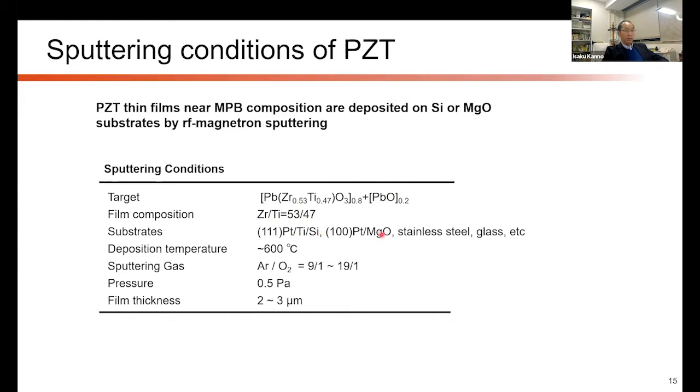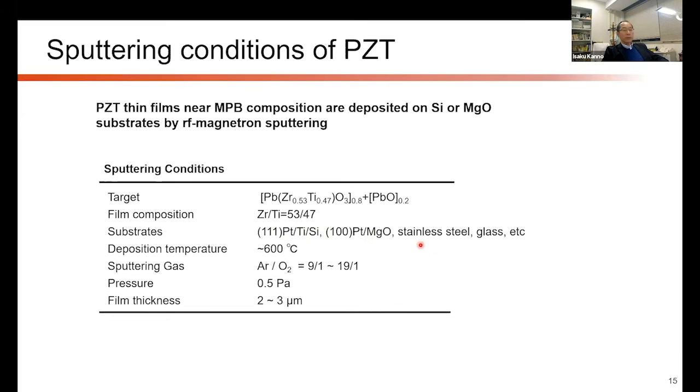And the advantage of sputtering is we can prepare high quality PZT thin films, not only on the silicon substrate. MgO is a typical epitaxial substrate. So if we use the MgO substrate, we can get high quality epitaxial thin films. But right now, epitaxial platinum can be grown on the silicon substrate. So C-axis oriented epitaxial PZT thin films also can be prepared on the silicon substrate.